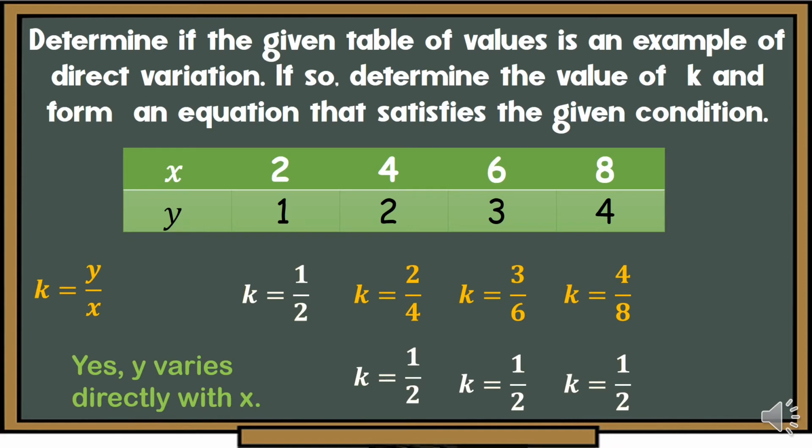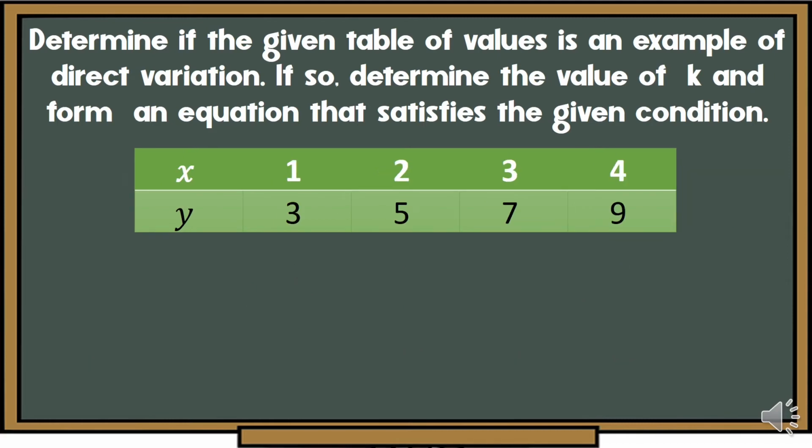This table of values is an example of direct variation whose equation is y equals 1 half x. Y is equal to kx. Our k is 1 half. So therefore, the equation is y equals 1 half x. Next example.